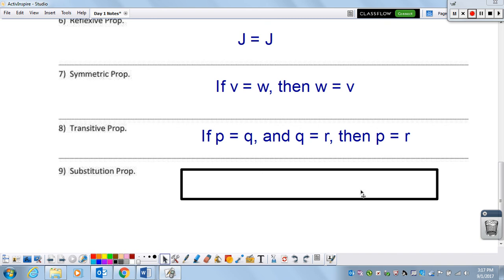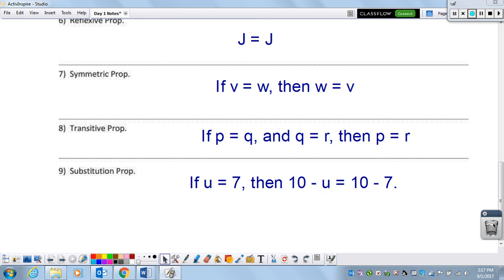Substitution property just says if we have two equal values, we can substitute one in for the other. So here, if U equals 7, then 10 minus U equals 10 minus 7. We've just substituted in a 7 for the U, and that's the substitution property.